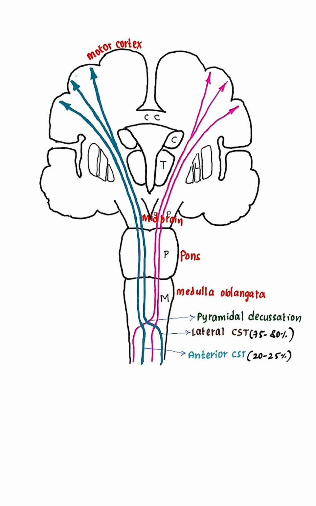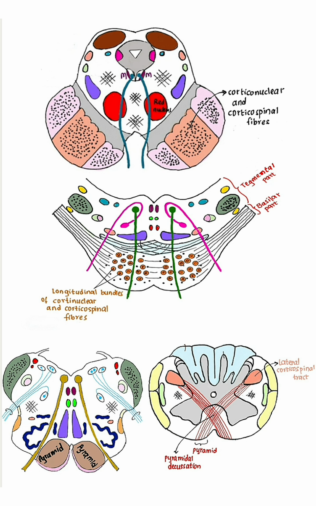The fibers of the corticospinal tract pass through the corona radiata, the posterior limb of the internal capsule, midbrain, pons, and medulla oblongata and reach the spinal cord. In the lower part of the medulla oblongata, pyramidal decussation occurs. Most of the fibers, nearly 75 to 80%, decussate and continue down as the lateral corticospinal tract. Nearly 20 to 25% remain undecussated and continue down as the anterior corticospinal tract.